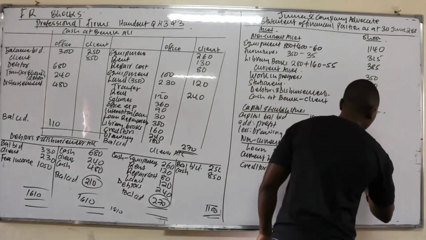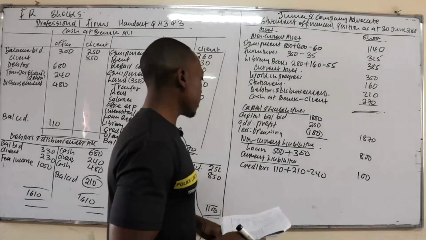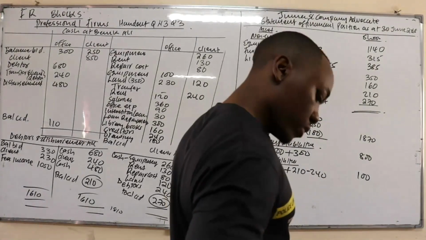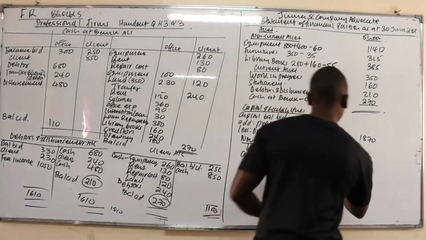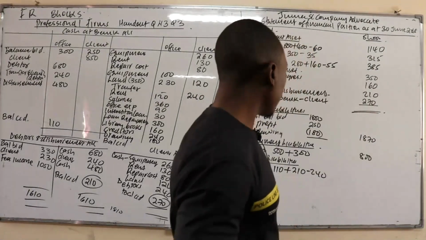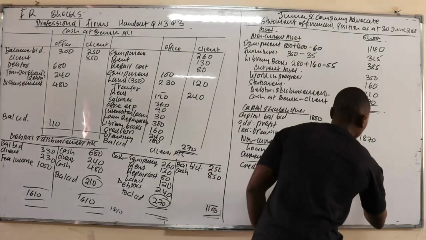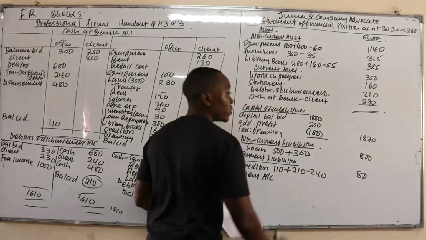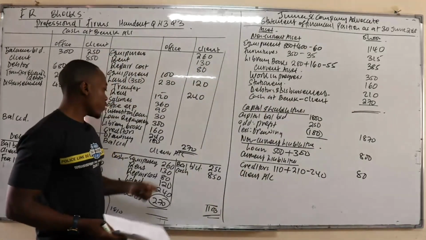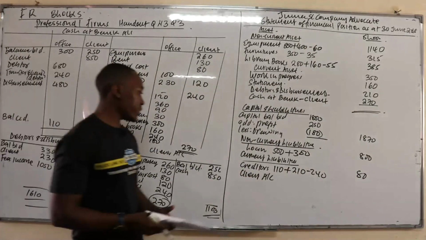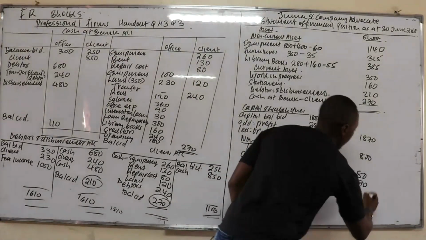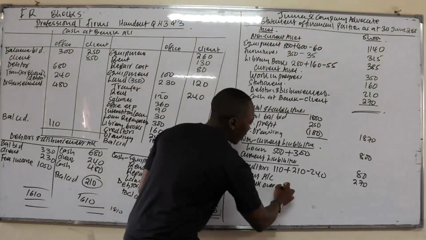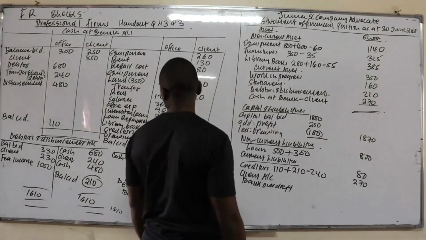Is it 100? Sorry, it can't be 100. It's 110. Yeah, it should be 80. And then lastly, we had client account. Now for the client account, we have money held on behalf of the client. So from the client account, we had a balance carried down of 270, as well as we had a bank overdraft for the office. Bank overdraft, an amount of 110.